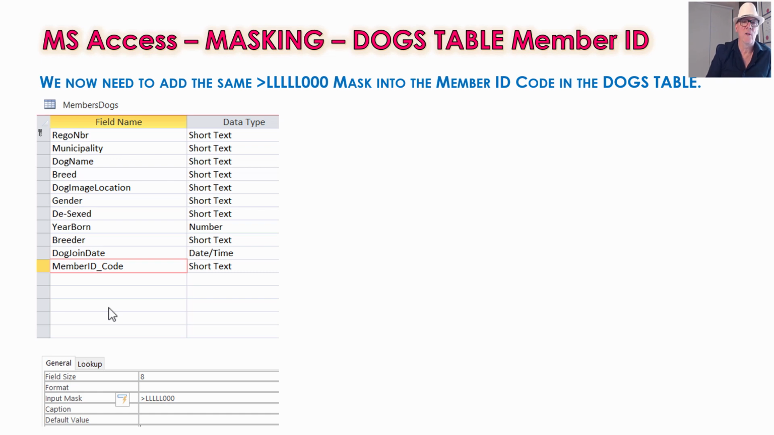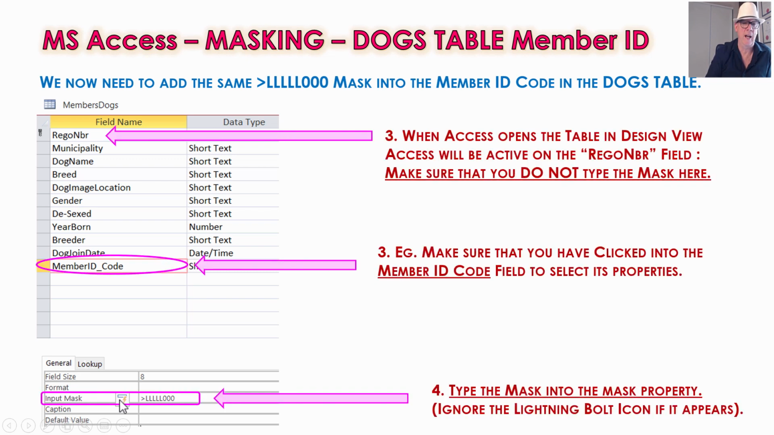We now need to add the same mask into the dogs table. So in the dogs table, you've got member ID code down the bottom. Just copy and paste in that exact same mask. Ignore the lightning bolt when that happens.